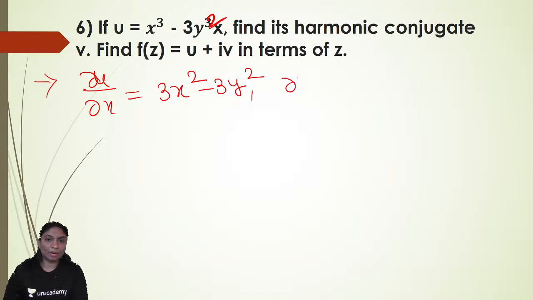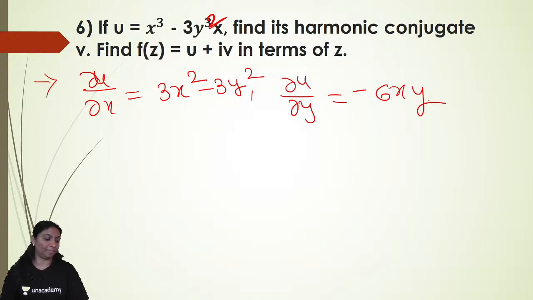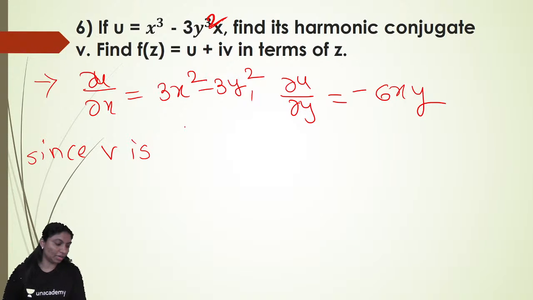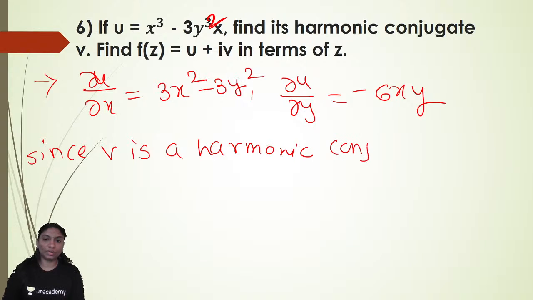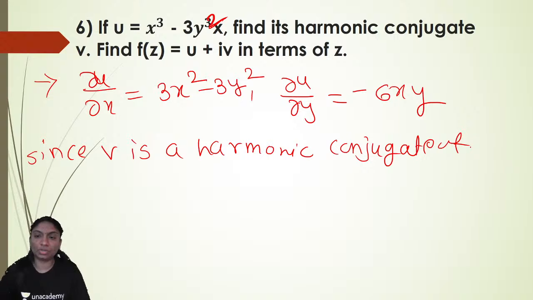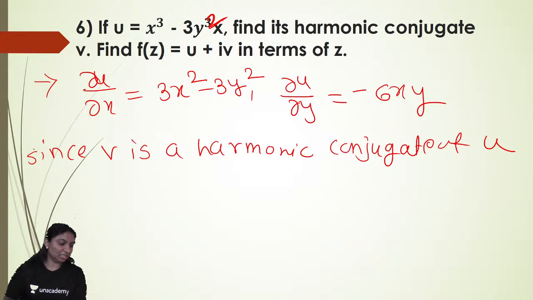Now ∂u/∂y: you will get minus 6xy, right? Now once you get this, since v is a harmonic conjugate of u, it must satisfy the CR equations.